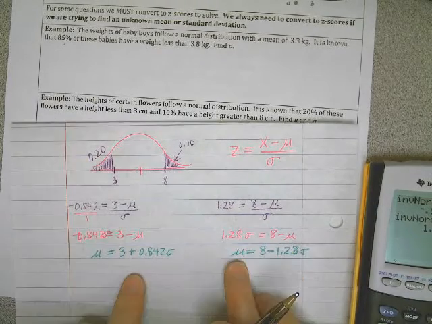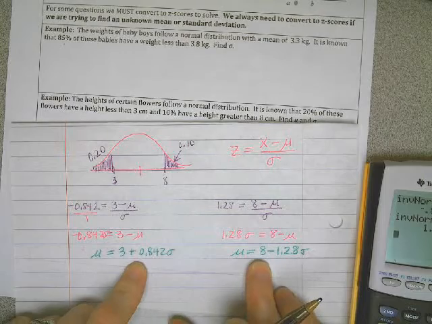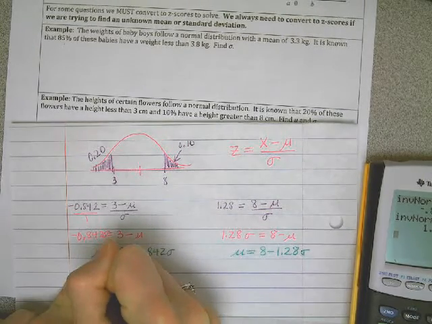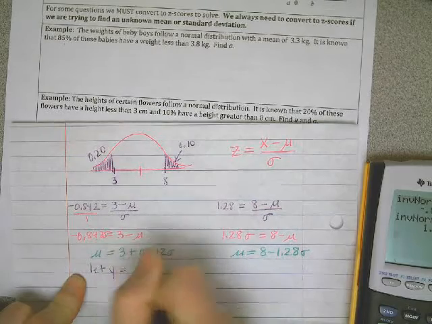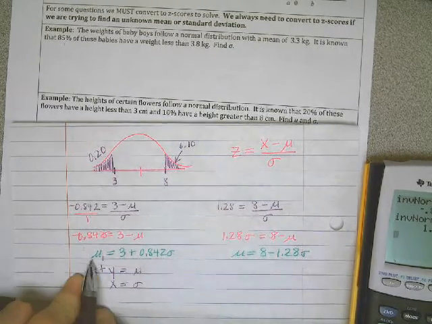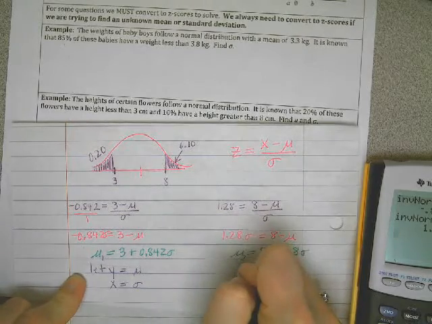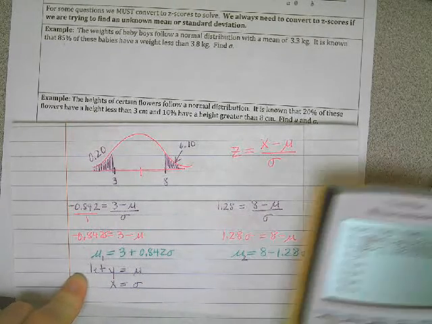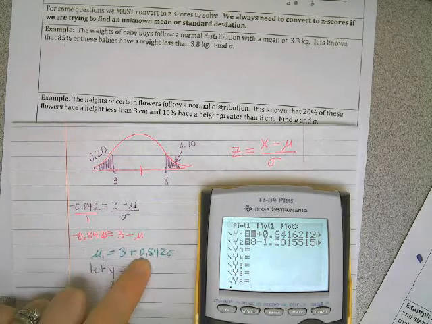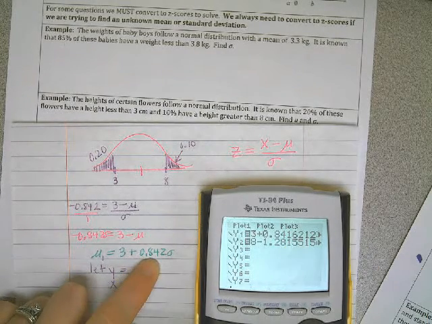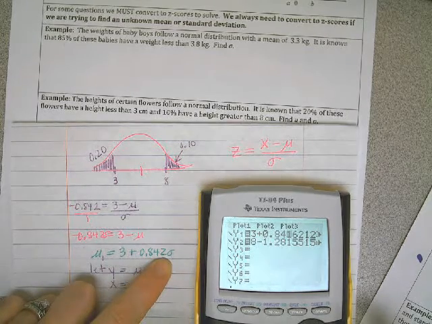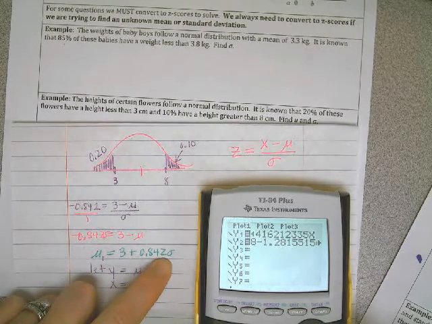We could use substitution at this point by hand, but since it's a calculator problem, I'm going to change mu. I'm going to let y equal mu, and I'm going to let x equal standard deviation. So this mu will be y1, and this mu can be y2. When I plug them into my calculator, however, I'm going to use 3 plus 0.8416212335 times x, because I want to use the longest decimal I can.